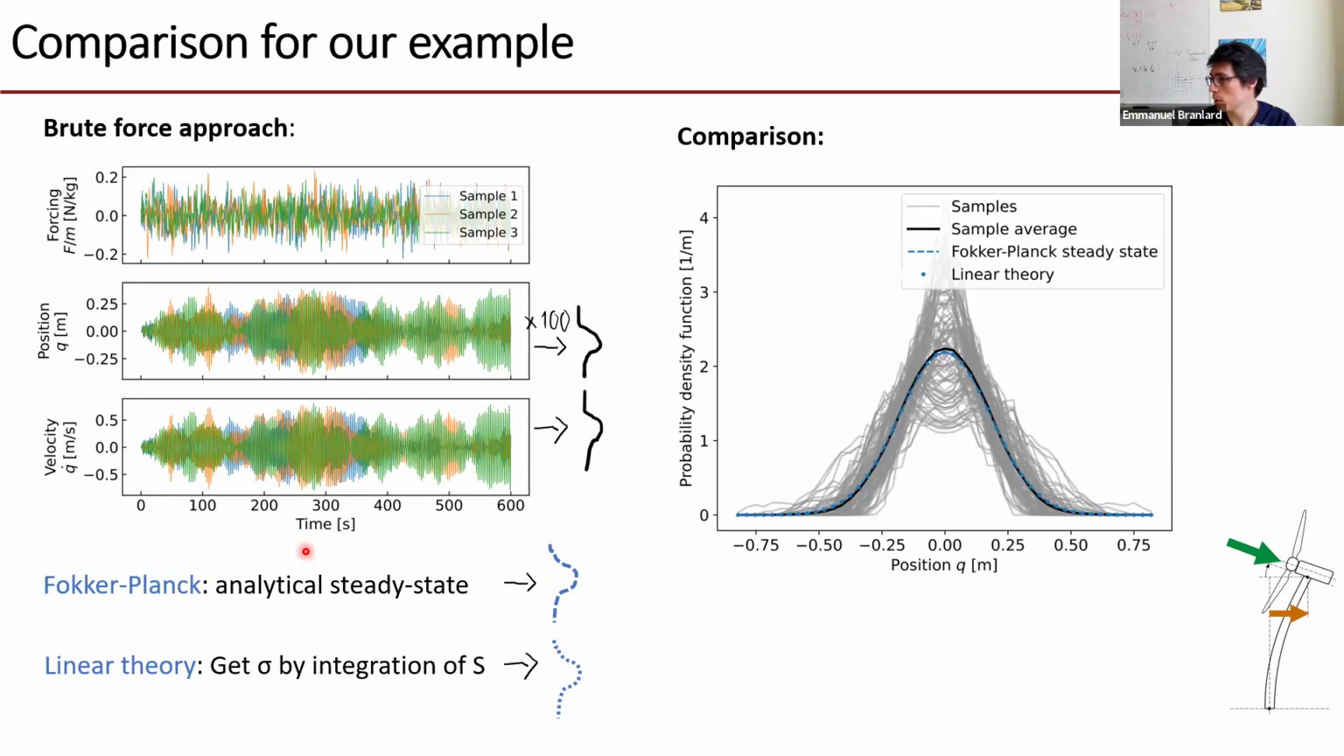So all the samples are in gray, all the different simulations for the probability density function of the position. In black, you have the sample average. In dashed blue, you have the Fokker-Planck, and the dots that are maybe hard to see are on top of basically the Fokker-Planck. So that confirms that those two are in agreement.